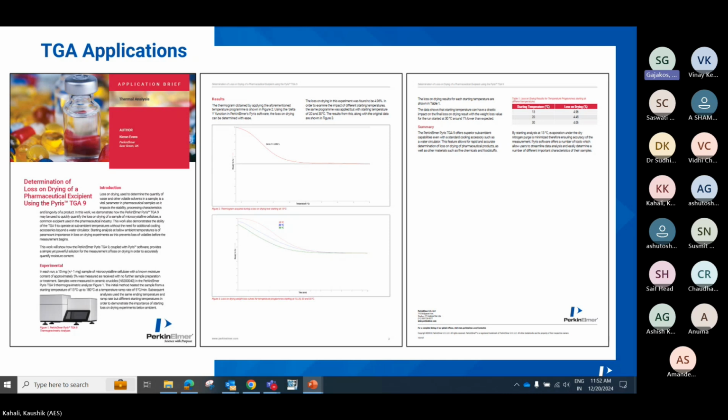So we have to check and take care of that particular solvent if it is present in the samples. Here in this application note, we are trying to demonstrate how we can capture the moisture analysis from the early stage of the analysis.